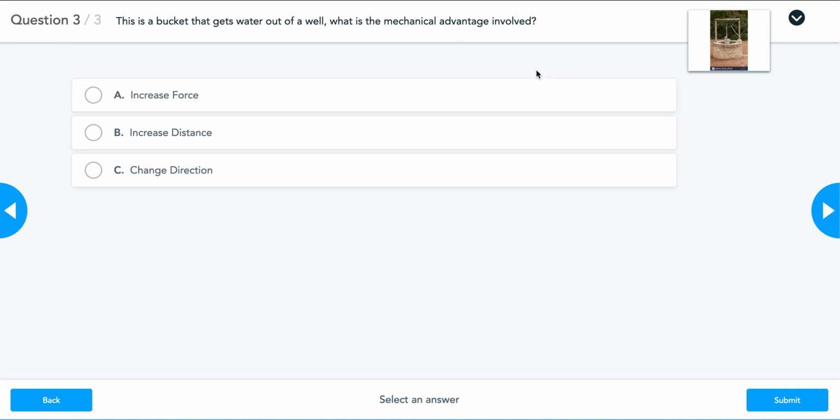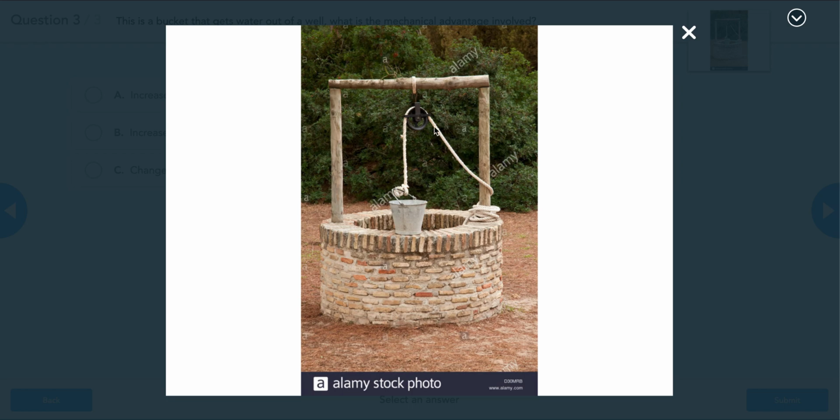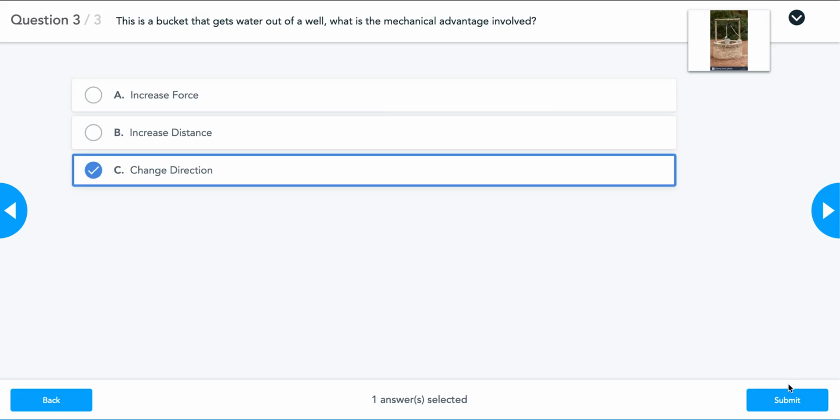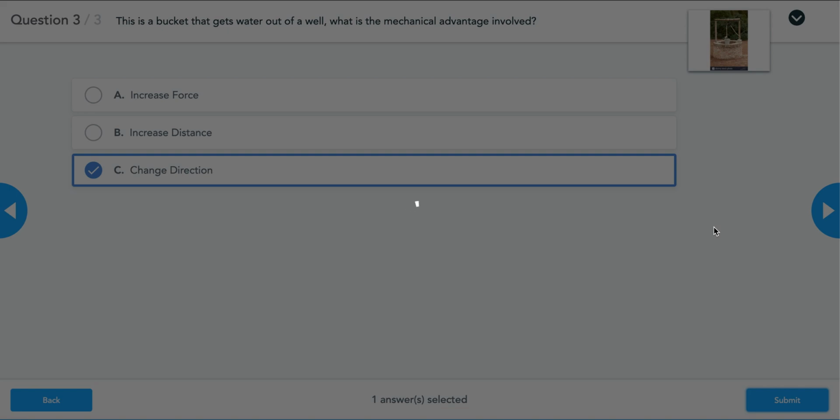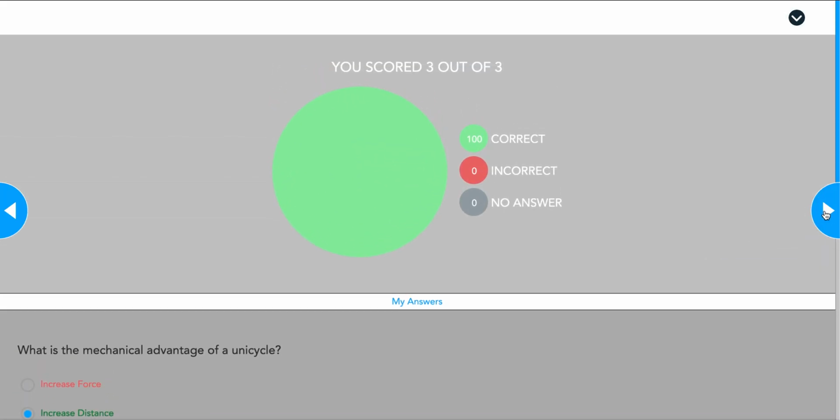This is a bucket that gets water out of a well. What is the mechanical advantage involved? Well, right here we have a pulley, and when we pull down on this side of the rope, that's going to pull the bucket up, meaning that it changes direction. So if you answered that way, you should get 3 out of 3.